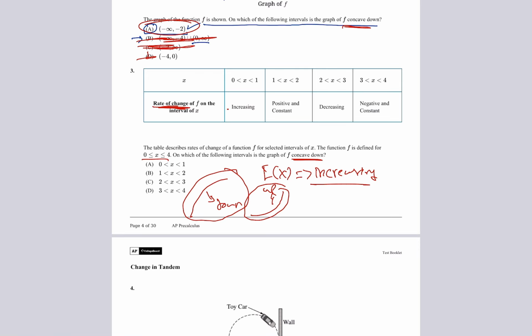It's not from 0 to 1. Well, with 1 to 2, it would be a positive constant. The word constant means that the rate of change is a straight line. And this is y equal to mx plus b, because m is not changing, right? But in this case, that's not what we're searching for. We're searching for a decreasing rate of change, which would result in a concavity which is downwards, which is 2 to 3, which is option C.